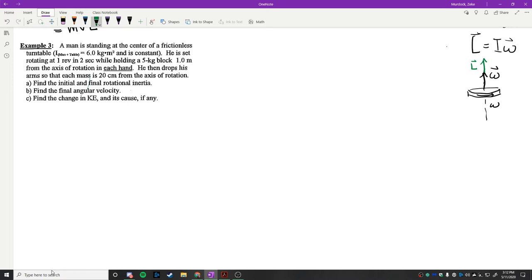And I will do my best to draw a rough picture of what this looks like. So I've got a turntable here, and I've got a wheel or something that can rotate. On top of this wheel, which rotates like this, I've got a person standing here.